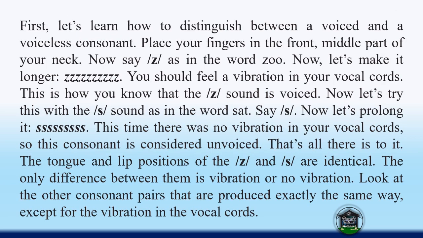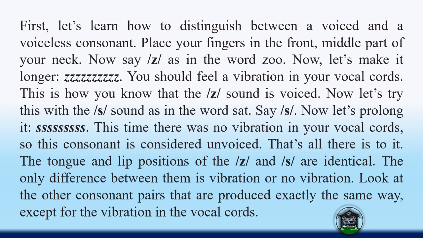First, let's learn how to distinguish between a voiced and a voiceless consonant. Place your fingers in the front middle part of your neck. Now say z, as in the word zoo. Now, let's make it longer. Z. You should feel a vibration in your vocal cords. This is how you know that the z sound is voiced. Now, let's try this with the s sound, as in the word sat. Say s. Now, let's prolong it. S. This time, there was no vibration in your vocal cords. That's all there is to it. The tongue and lip positions of the z and the s are identical. The only difference between them is vibration or no vibration.